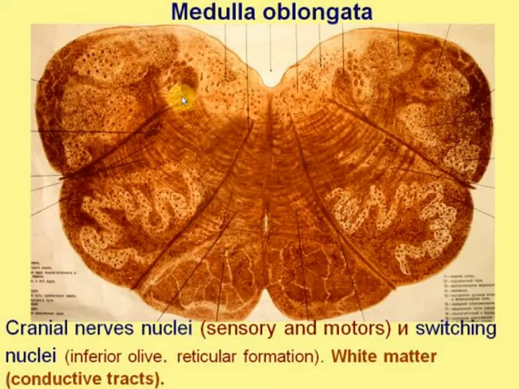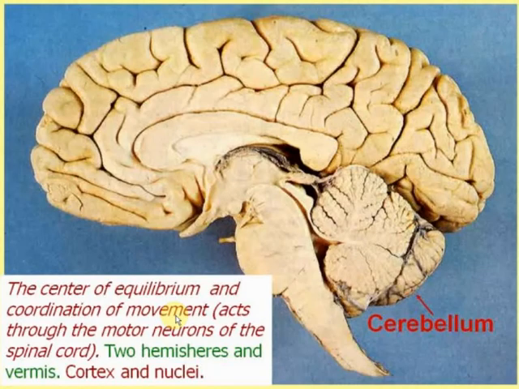Nuclei can be divided into two groups: cranial nerves nuclei, sensory and motor, and switching nuclei like inferior olive, reticular formation in the middle. Numerous nuclei, up to 100 nuclei, and many pathways we will study in human anatomy course in detail. In histology course we will describe microscopic structure and organization of cerebellum cortex and brain cortex.